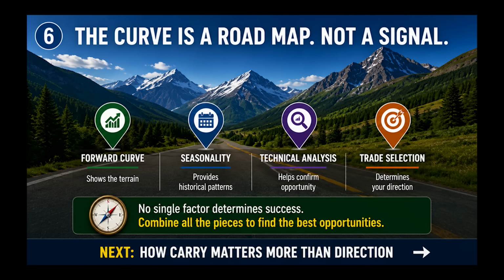One common mistake is treating the forward curve as a trading signal. It isn't. Think of it as a roadmap. The curve shows the terrain. Seasonality, technical analysis, and trade selection determine which route you choose. The most successful spread traders combine all of these factors rather than relying on any single one.